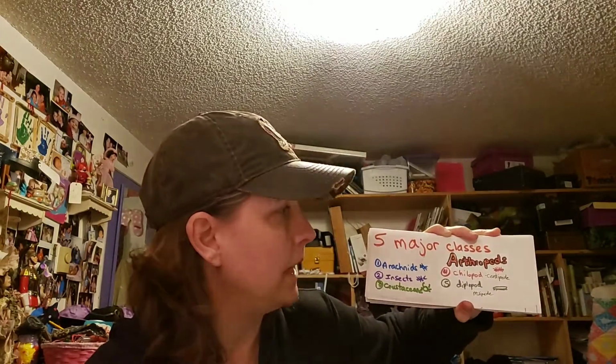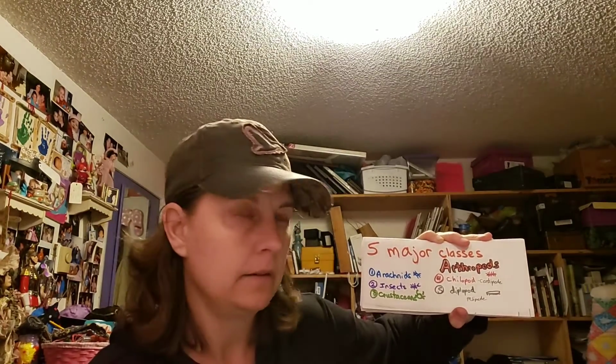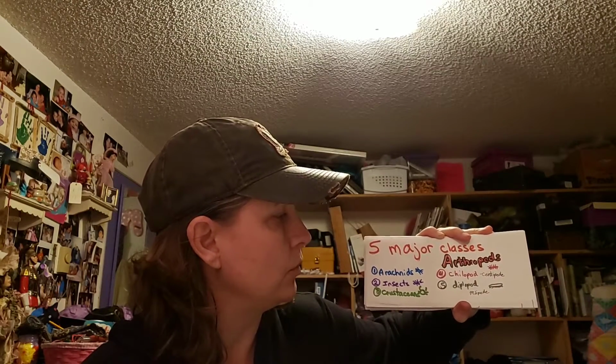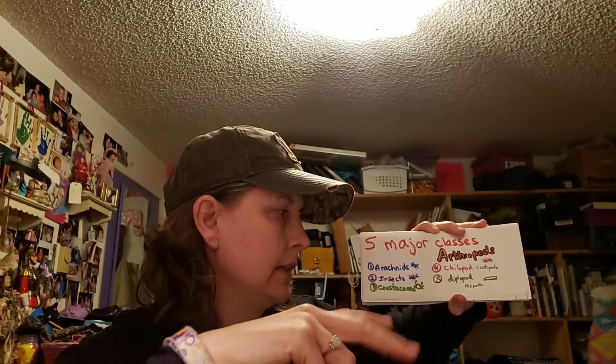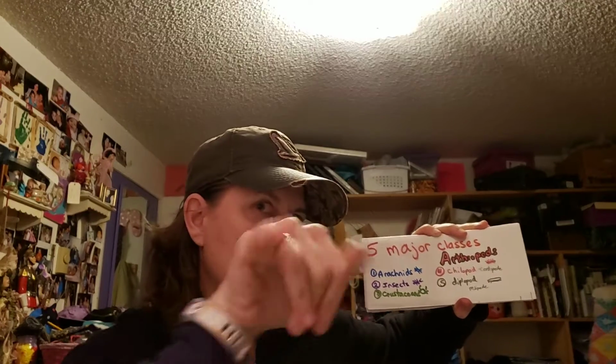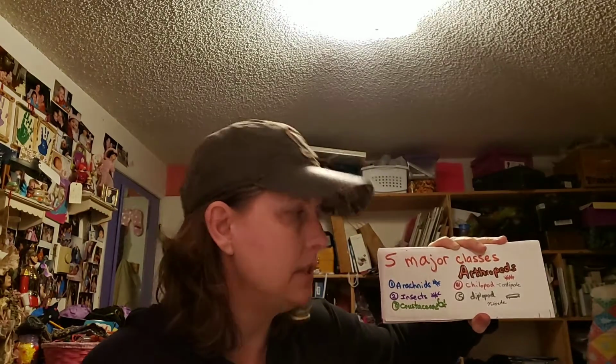There are 5 major classes of arthropods. 1. Arachnids, spiders. Insects is 2. Crustaceans is 3. Chilopod is 4. And diplopod is 5. So spiders, arachnids, insects, crustaceans, chilopods, which are centipedes, diplopod, which is millipedes. Okay?